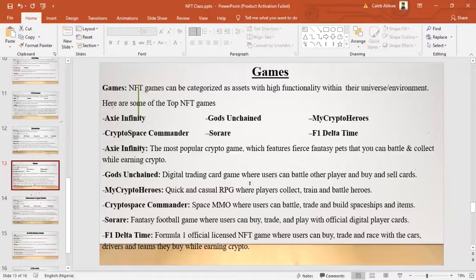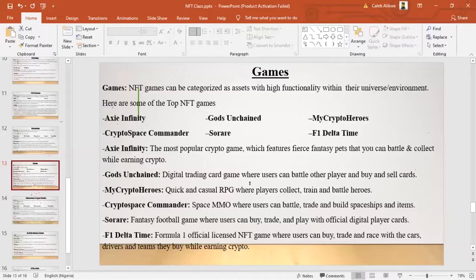So there are 3 levels to the cards. Then F1 Delta Time. F1 Delta Time is a Formula One official licensed NFT game where users can buy, trade, and race with the cars they buy while earning crypto. So the official token for F1 Delta Time is REV.